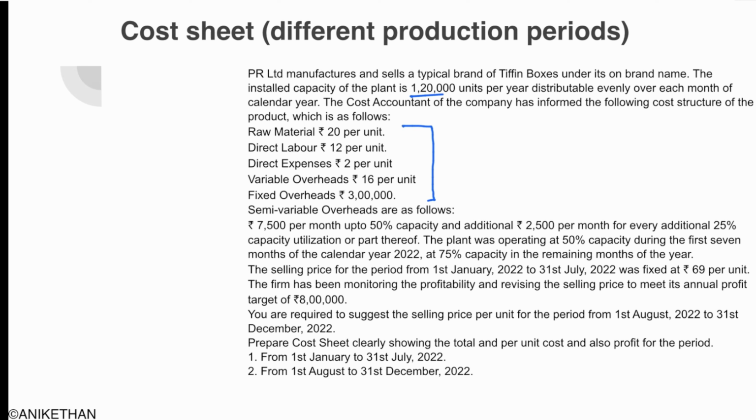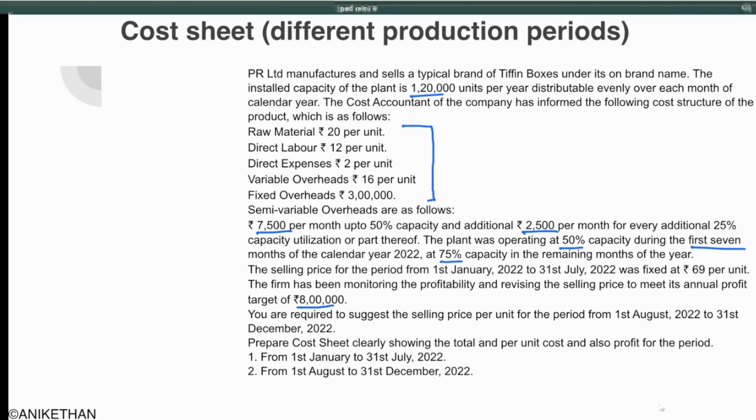And also the 50% capacity is applicable for first 7 months. Then 75% for the remaining months of the year, remaining 5 months. So that means the variable overhead will change. The selling price is fixed at 69 per unit and the firm has been monitoring the profitability and revising the selling price to meet its annual profit target of 8 lakh. So that means from first 7 months and the last 5 months, the overall profitability required is 8 lakh. So what is the selling price which is required for the next 5 months?